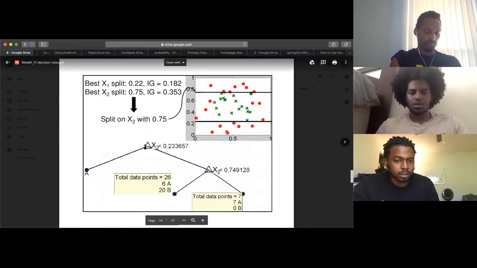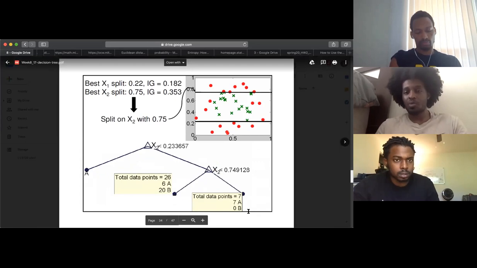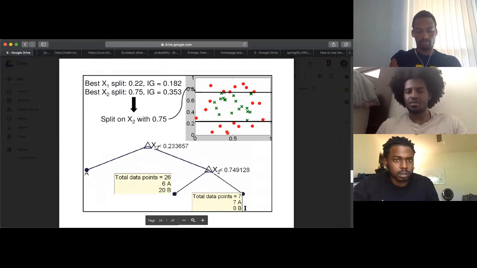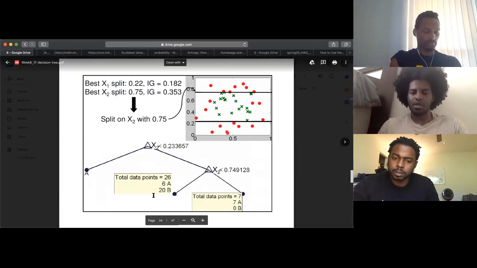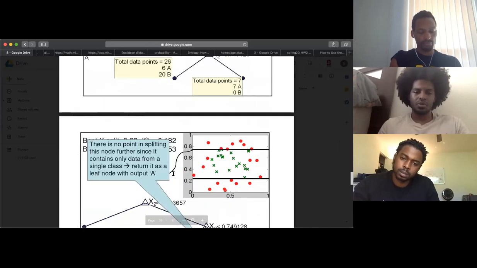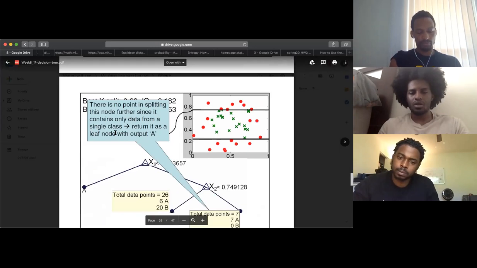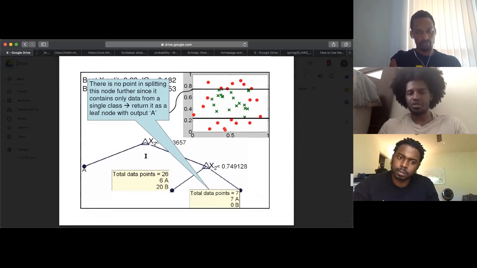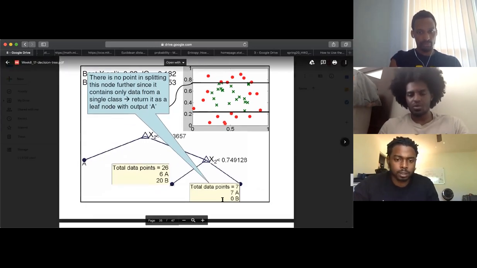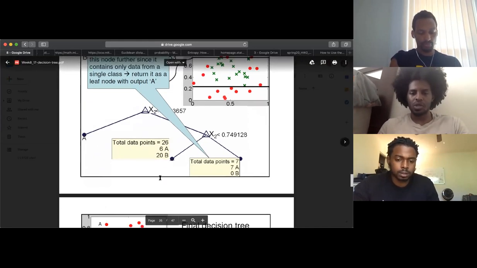So you can see you've gone x2. If it's greater than 0.75 or 749, you get a pure class of 7 class A variables. So it's another good split. And then you have another impure class to the left, so you'll split again. Here, there's no further point in splitting this node because it contains data from a single class, class A. So just output that. But for the impure class, you'll want to split again.